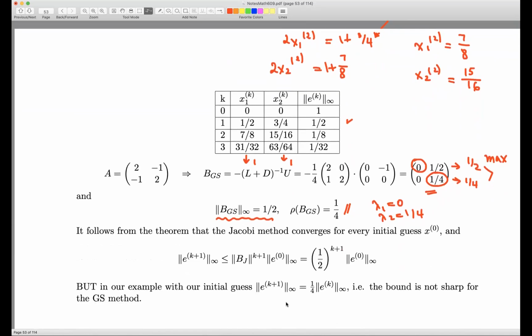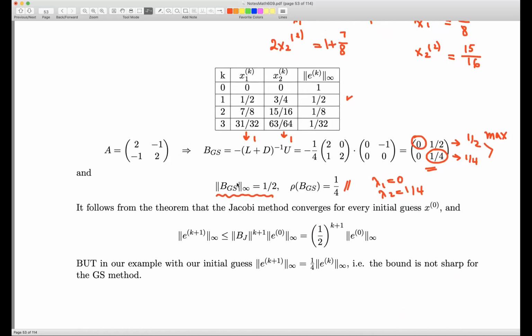If we look at the error estimate, it follows that the Gauss-Seidel method converges for any initial guess, because the infinity norm of the Gauss-Seidel matrix is 1/2, which is less than 1. So the theorem tells you that the infinity norm of the error e_{k+1} is less than or equal to (1/2)^{k+1} times the infinity norm of the error at the initial step, the 0 step.